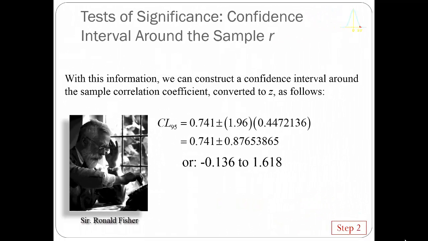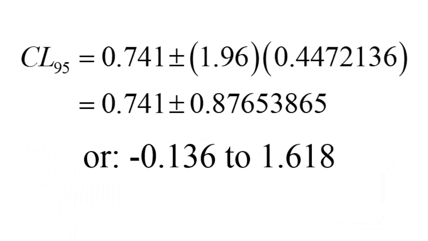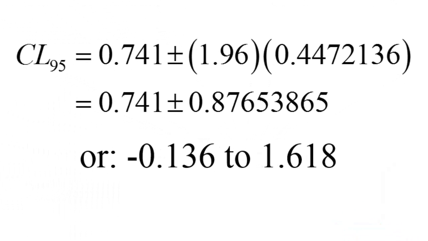Now that we've converted our Pearson's R to Z and we've calculated our standard error, we can simply calculate our 95% confidence interval around that value of Fisher's Z. You can see the formula is pretty easy. It's going to be our correlation coefficient as a Z-score, 0.741, plus or minus the margin of error, which is equal to our Z statistic. With alpha 0.05, we'll use 1.96 times our standard error, and that's 0.741 plus or minus approximately 0.88.